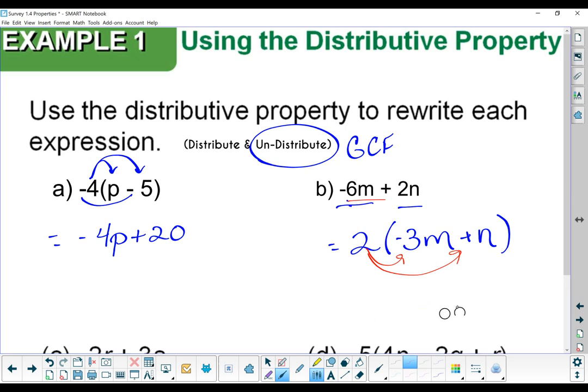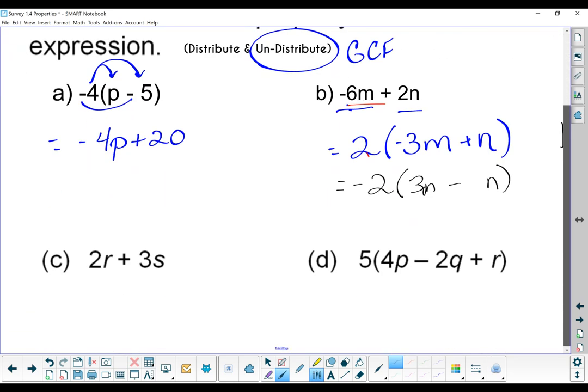Now, I said we also could have decided to take a -2. That would not be incorrect. I mean, many people might have thought of it that way. And I just want to let you know that, yeah, that would be fine. So what if I took a -2 out front? Then I would need a +3m with a -1n. I've got the 2 out front, don't I? So there I would have -6m plus 2n. Both of those would be correct.